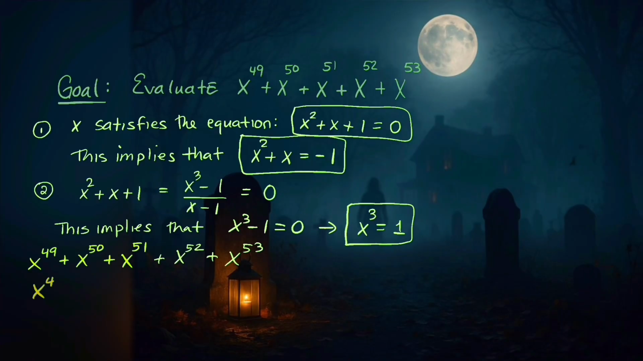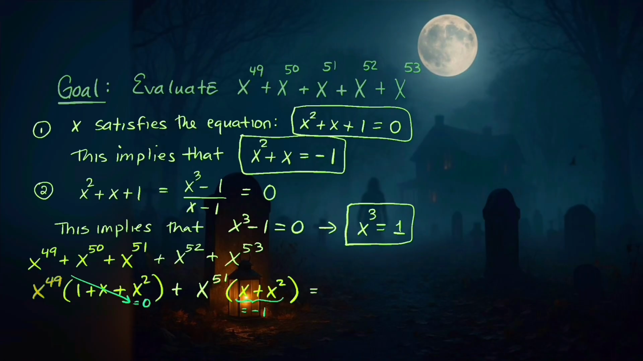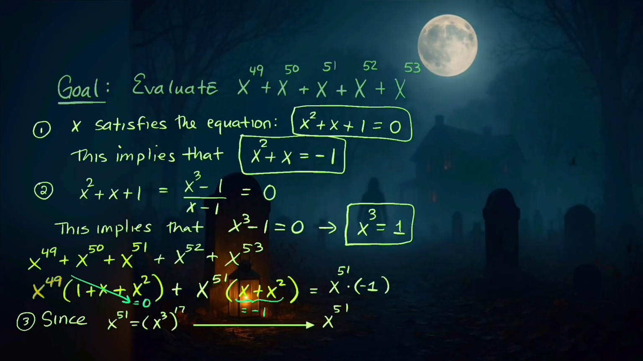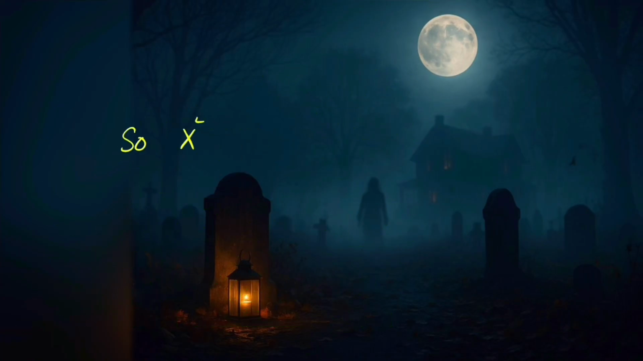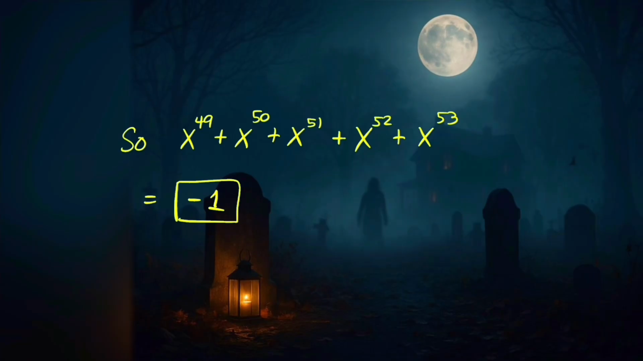So, cleverly factoring out terms in our expression, we can get 1 plus x squared and x plus x squared to pop out of it. And thus, our sum is equivalent to x to the 51 power times negative 1. And x to the 51 power is equal to 1 to the 17th power, which is 1. Therefore, our sum is equal to negative 1.